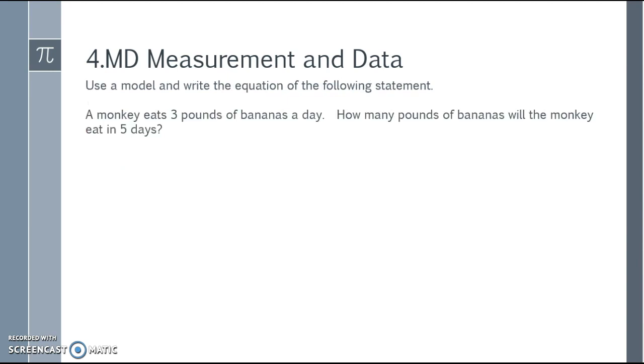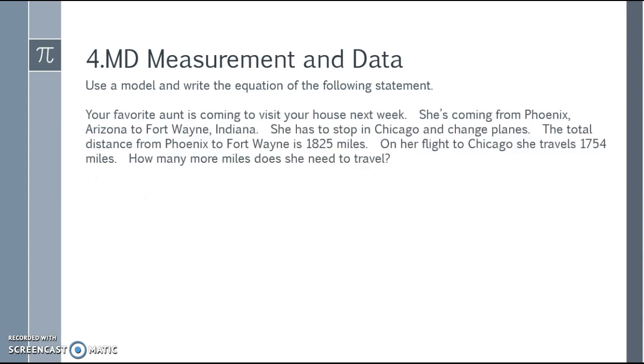Use a model and write the equation of the following statement. A monkey eats 3 pounds of bananas a day. How many pounds of bananas will the monkey eat in 5 days? Well, if he eats 3 pounds a day times 5 days, I need 5 copies of 3 pounds. And then altogether, that would be how many bananas he ate. So our equation would be 5 copies of 3, or 3 copies of 5, equals B.